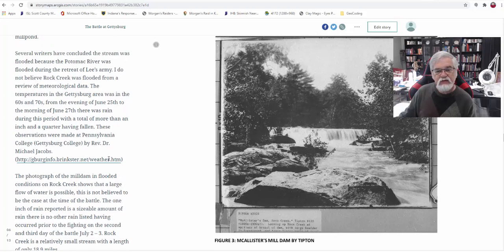Well, the general belief has been stated in numerous places that Rock Creek must have been in flood stage. But in reality, the last rain occurred there on June 27th. So if we look at historical meteorological data from Dr. Jacobs, we can determine that most likely Rock Creek was not in flood stage because there hadn't been rain for about 4 days here. And this is a very small creek, and so it would have flowed down the creek very rapidly.